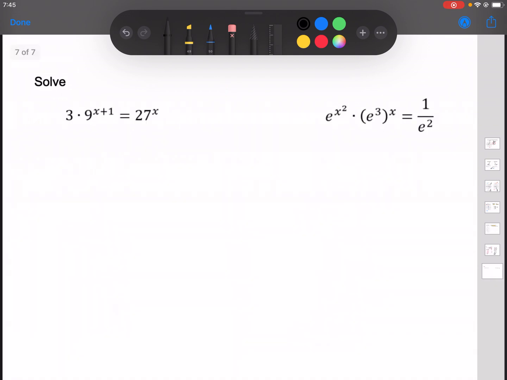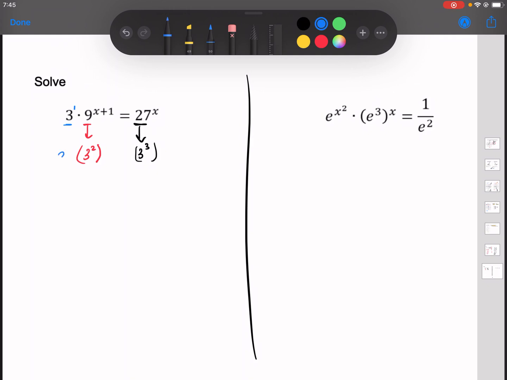All right, let's do a few more. So we've got a couple bases. We've got 3 to the first power right here. That's important to know. And then we've got this 9, which is the same thing as 3 squared. And then we've got this 27, which is the same thing as 3 to the third. Okay, so we've got 3 to the first times 3 squared to the x plus 1, because remember it's still raised to that. And this all equals 3 to the third raised to the x.